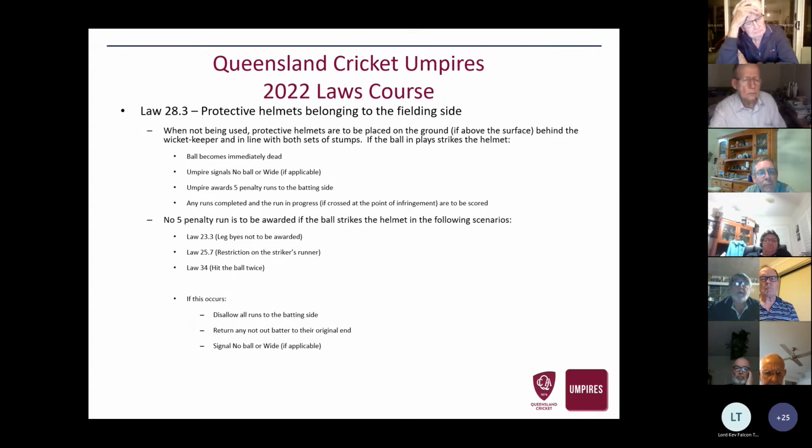When there's restrictions on the striker's runner, or when Law 34, hit the ball twice, which we'll get into next week, is in play, no 5 penalty runs are awarded in that scenario. If those scenarios are in play, all runs to the batting side are disallowed. Not out batters are returned to their original ends.